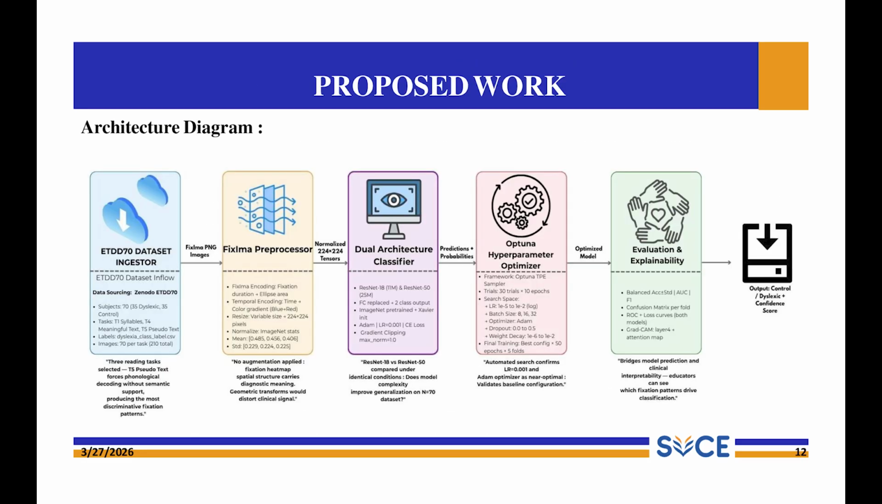As you can see in our core system architecture, the pipeline operates across five primary modules: data ingestion, fixed-map preprocessing, dual architecture classification, Optuna hyperparameter optimization, and GradCam explainability. We ingest data across three distinct reading tasks from the dataset. Task 1 for single syllables, Task 4 for meaningful connected text, and Task 5 for pseudotext.